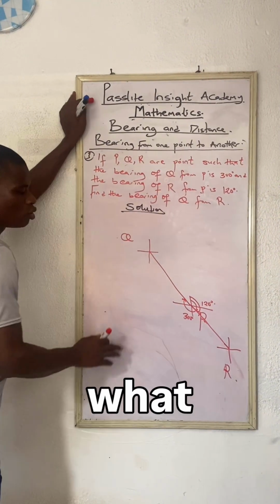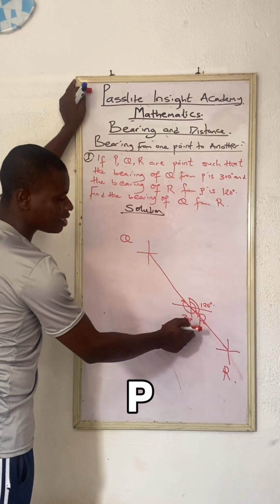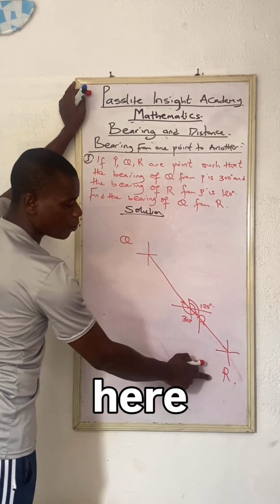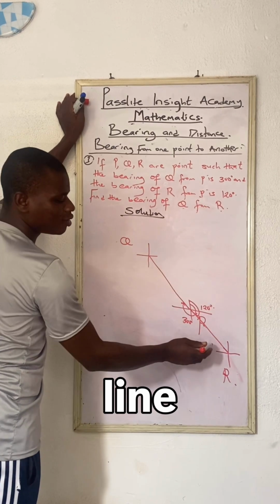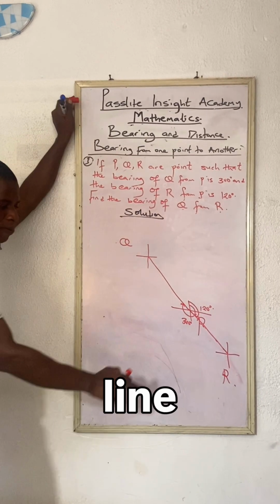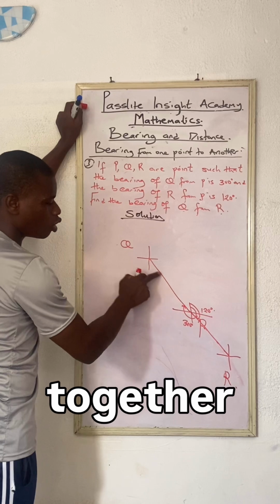Find the bearing of Q from R. So let's find that now. So that is what we are having. All the points are at star P. There's no point here, there's no point here. Then our question is to find the bearing of Q from R. So this line, that is what we need. This particular line is here. It's the one that connects all of them together.